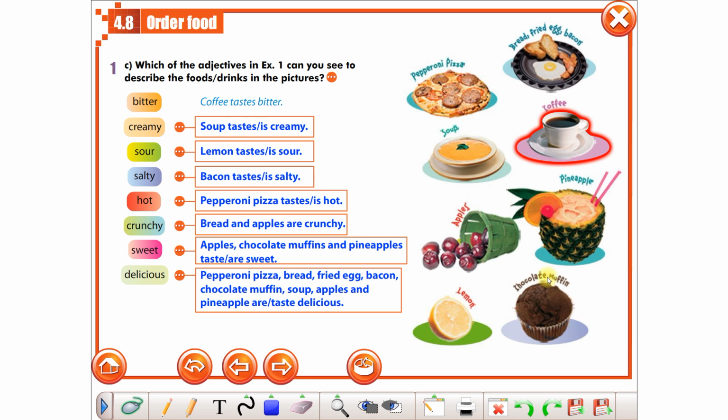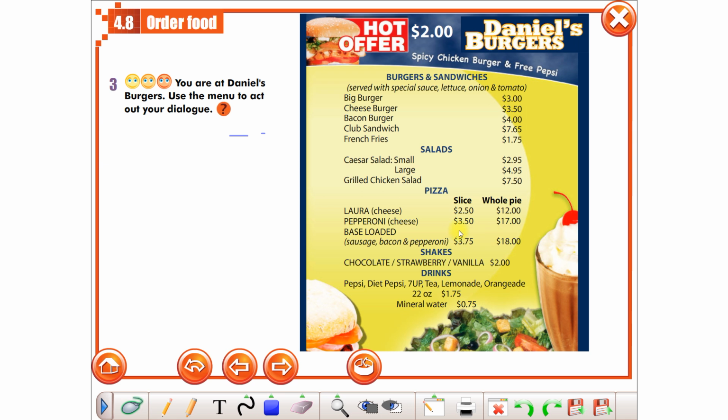Additionally, the food description: the soup tastes or is creamy. So we work with the verb taste, also the verb to be, to describe the taste of food. Don't forget that part. So apples, chocolate muffins, and pineapples taste or are sweet. Next, how to check and analyze a menu, asking for prices, requesting, additionally asking for offers too, and finally for the total of your account.